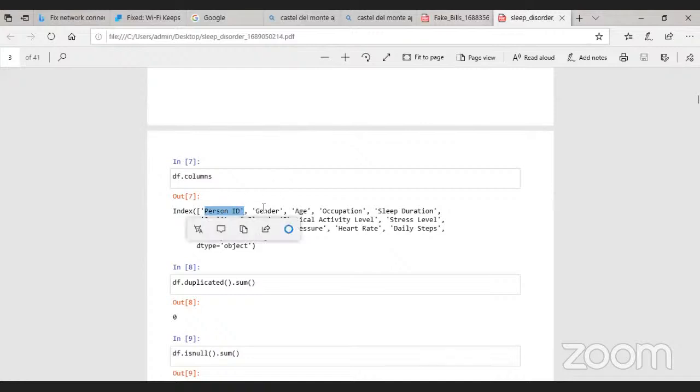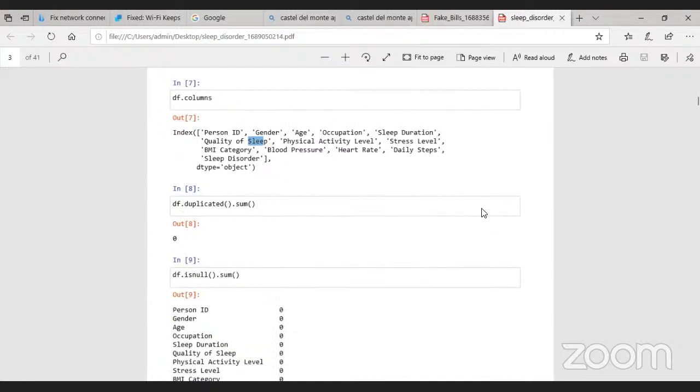So we saw person ID, gender, age, occupation, sleep duration, and activity level on a scale of 1 to 100, right? Stress level, also on a scale of 1 to 10. Quality of sleep, like what was the quality of sleep on a scale of 1 to 10. We also saw how many hours of sleep you guys are getting, right?